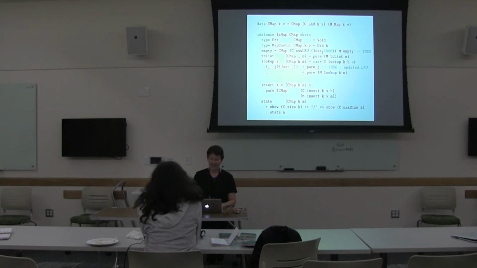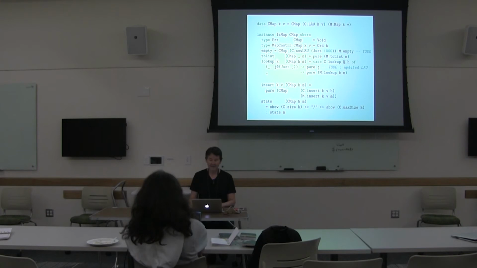So toList, there's nothing in the cache, so I ignore the cache and just do toList of the map. And for lookups, just what we'd expect, I say lookup of the key in the cache. H is the cache, and if it's there, then I just return that J. And the pure is, remember, to wrap it up in the right thing of the except monad. Insert is similar, where I have to insert it into both of them.